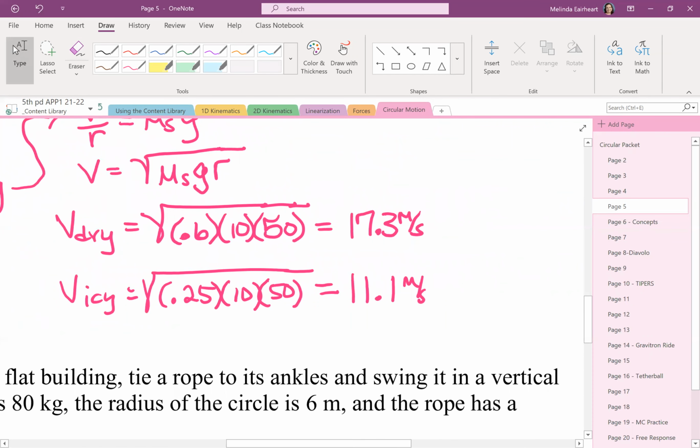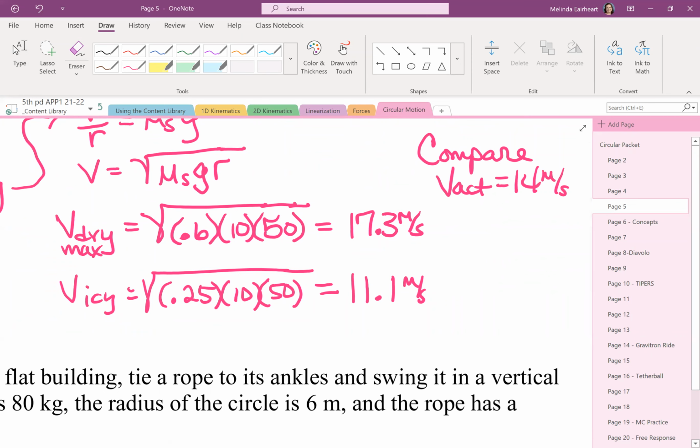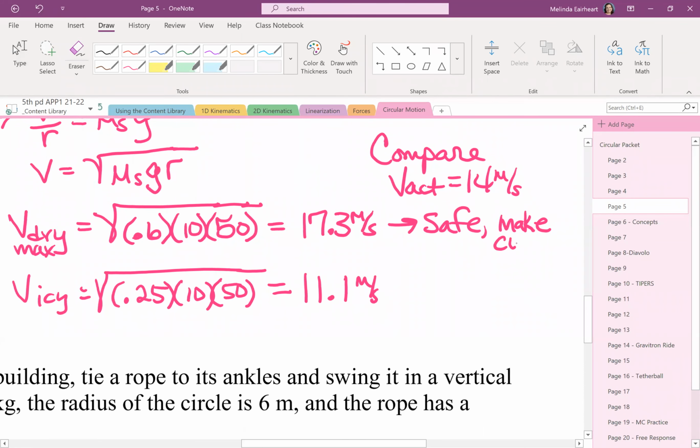Now we're going to compare with the given V actual, they said was 14. And so if your V max in a dry is 17, but you're actually going 14, are you going to make the curve or are you going to skid off the road? You're going to make the curve. So you would be safe. You'll make the curve.